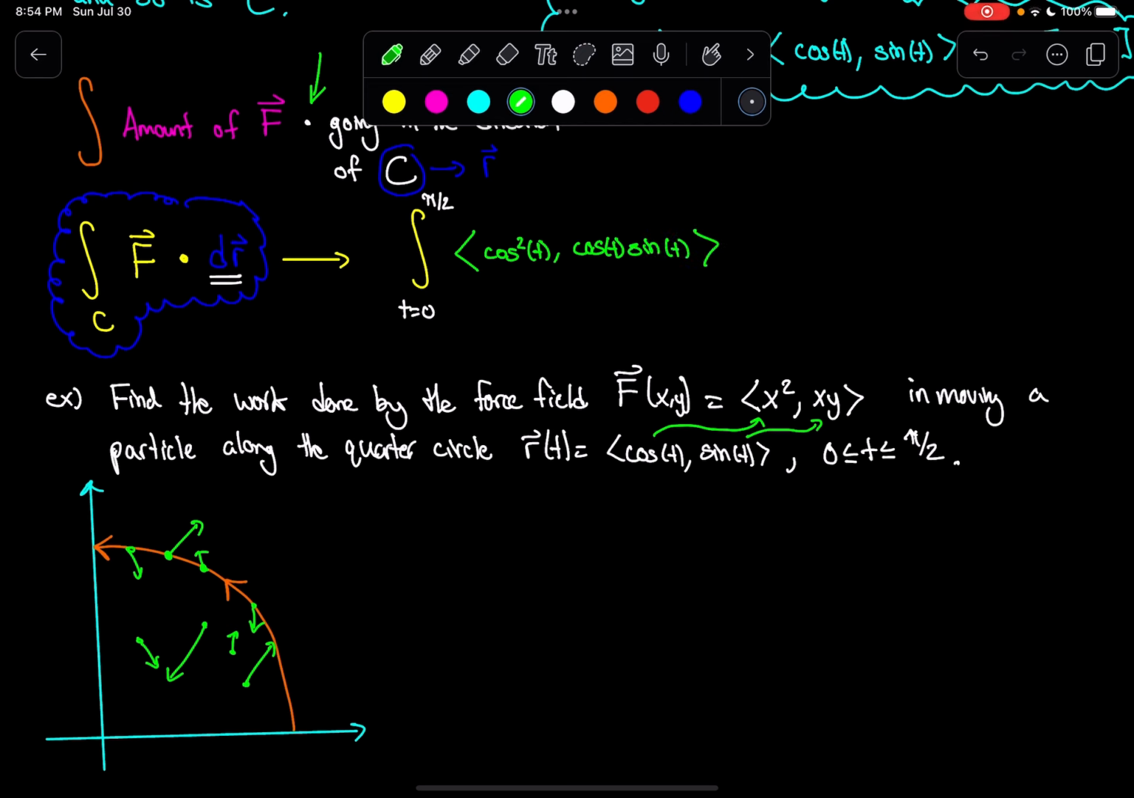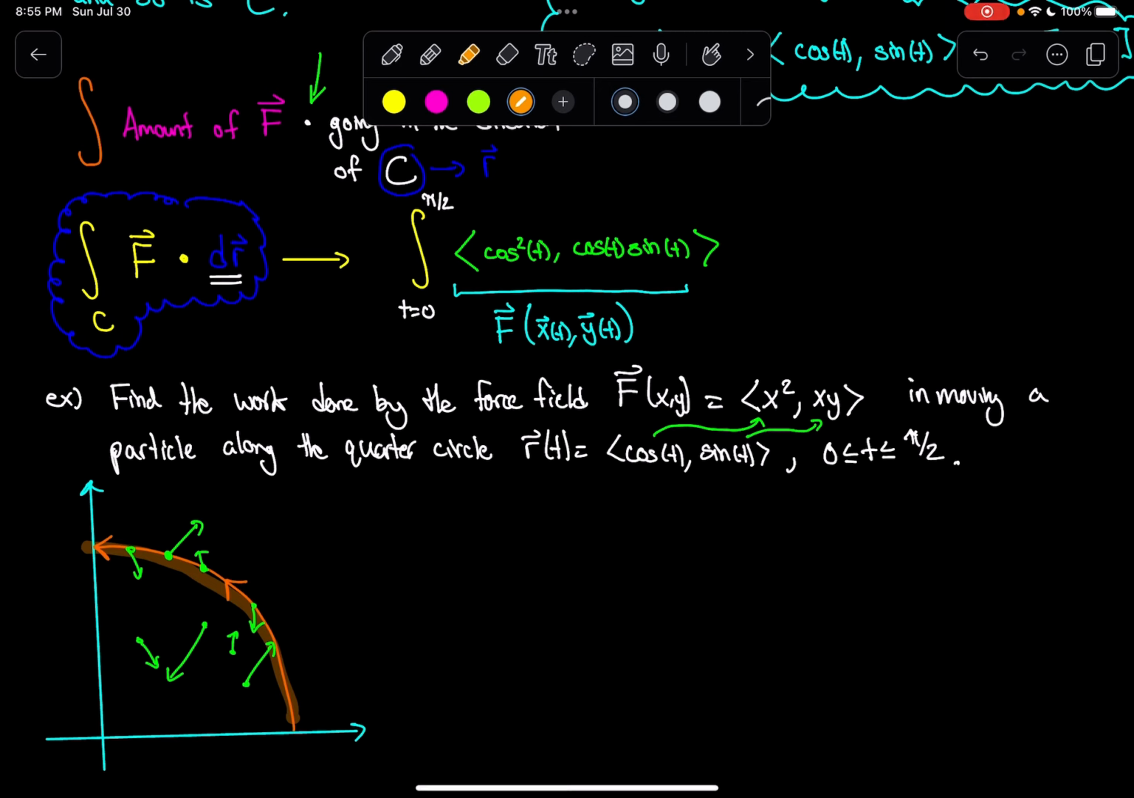Okay, so that right there is just my vector field. This is f of x, y, but it has been parameterized, right? X has been parameterized in terms of t, and y has been parameterized in terms of t, because these are the values of x and y specifically along this path, going that way, of our quarter circle.